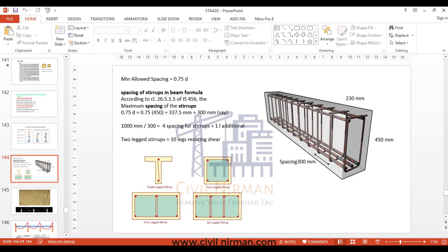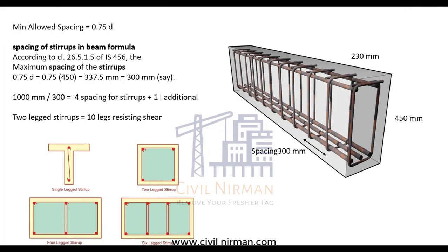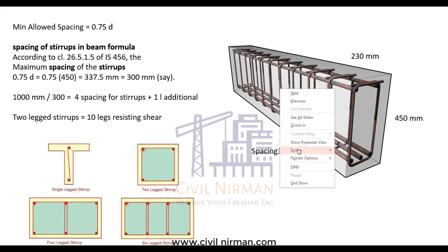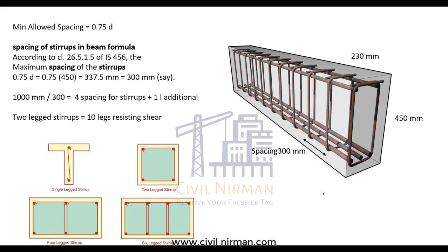Now see, as you can see here, this is the cross section in which we have shown the arrangement of your main bar as well as your stirrups. Your shear force is along the cross section, right? So based on the grade of concrete and the percentage of steel present in the concrete, your section is able to resist some amount of shear.